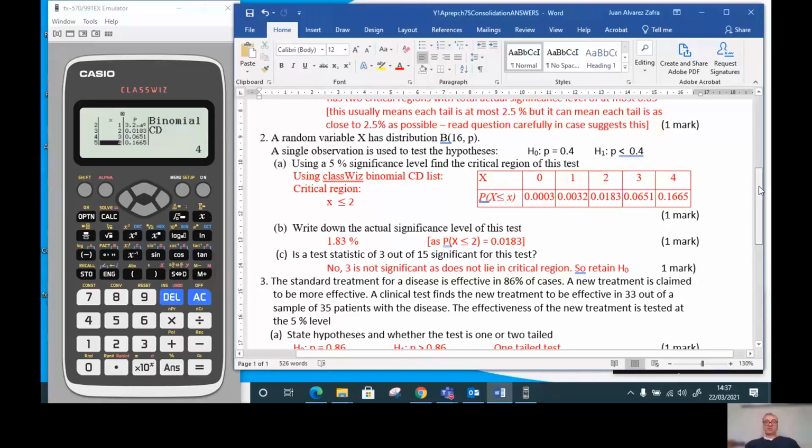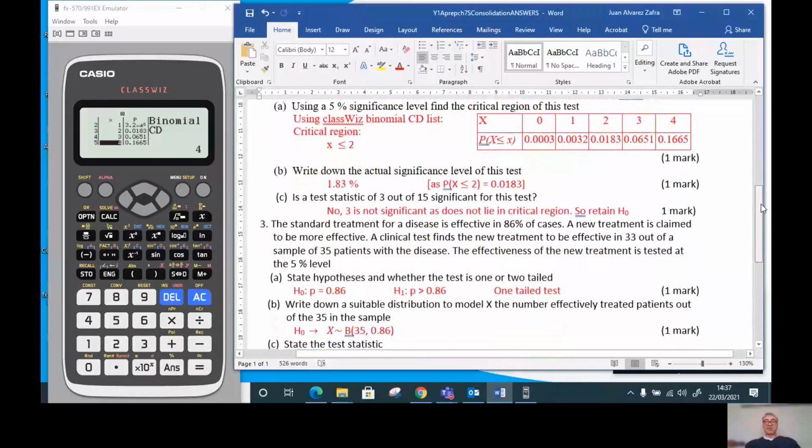We could have done a p-value test, but because we've already worked out the critical region, it's not worth working out the p-value. The p-value would have been the probability of being less or equal to 3, and that would have been 6.5%, which being greater than 5% would mean it's not significant.